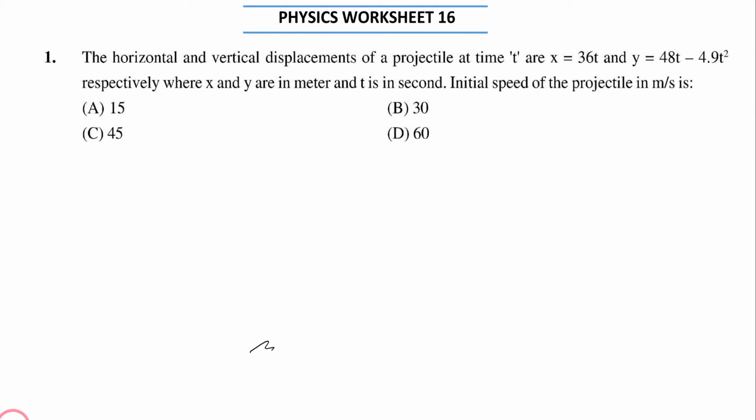So in worksheet 16, we have question number 1. A horizontal and vertical displacement of the projectile is given as a function of time: x equals 36t and y equals 48t minus 4.9t square, respectively. The initial speed of the particle is, right? So initial means at t equals 0, right?